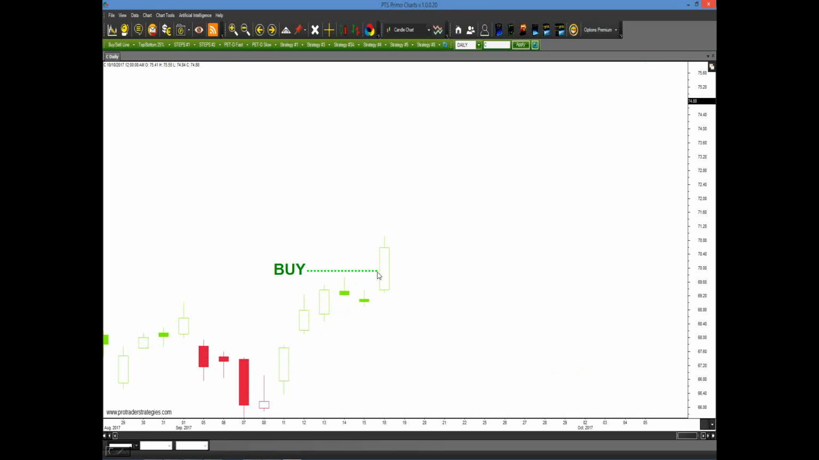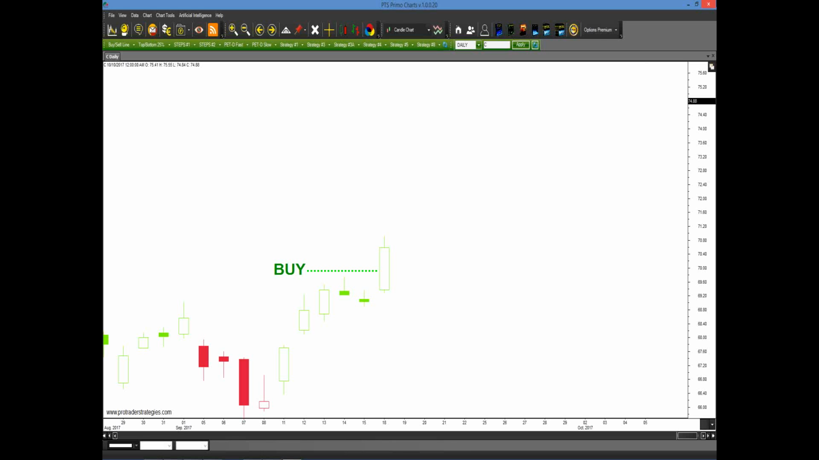Once we're in, we don't care what the colors are. Once we're in, you should have a plan of attack of where to exit, where to place your stop, and that's what takes precedence. The colors don't matter anymore. The colors were just telling us where to get in this particular technique, okay?